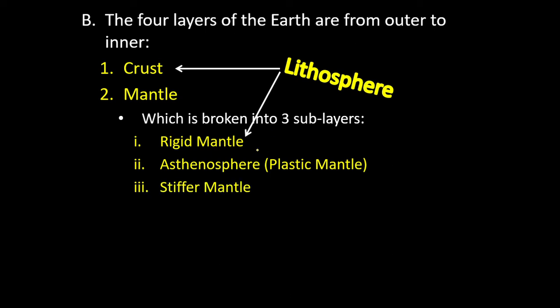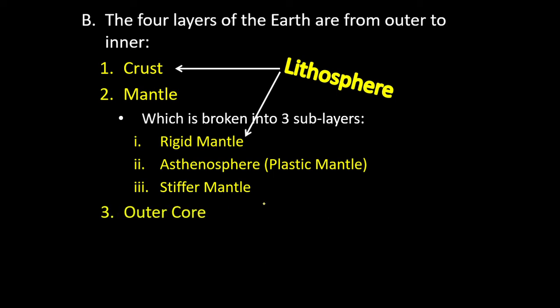All right, underneath that we have the stiffer mantle. Here's the stiffer mantle. Now, what is the stiffer mantle? Well, the word stiffer means hard. So this stiffer mantle is no longer plastic. The asthenosphere is flexible and there's movement. There is no movement in the stiffer mantle. This becomes solid again, much, much harder.